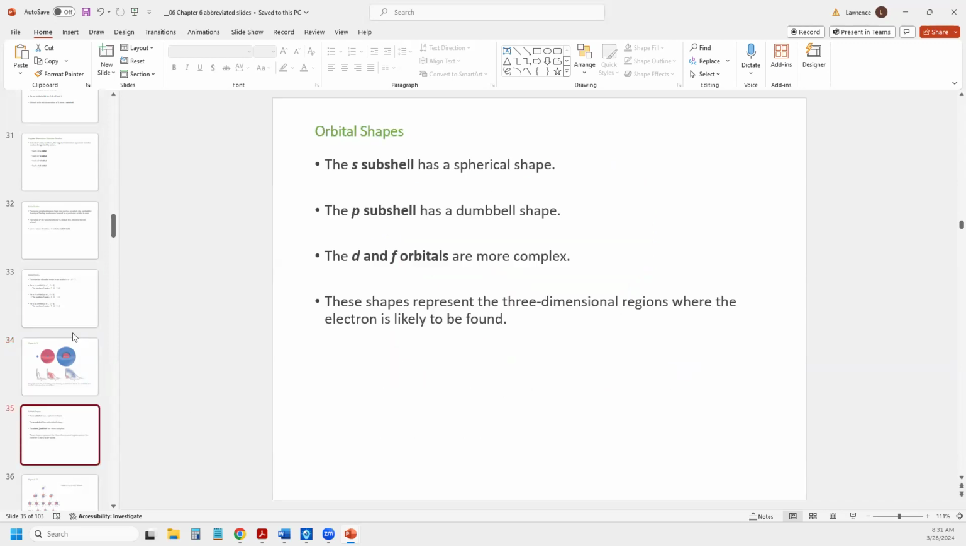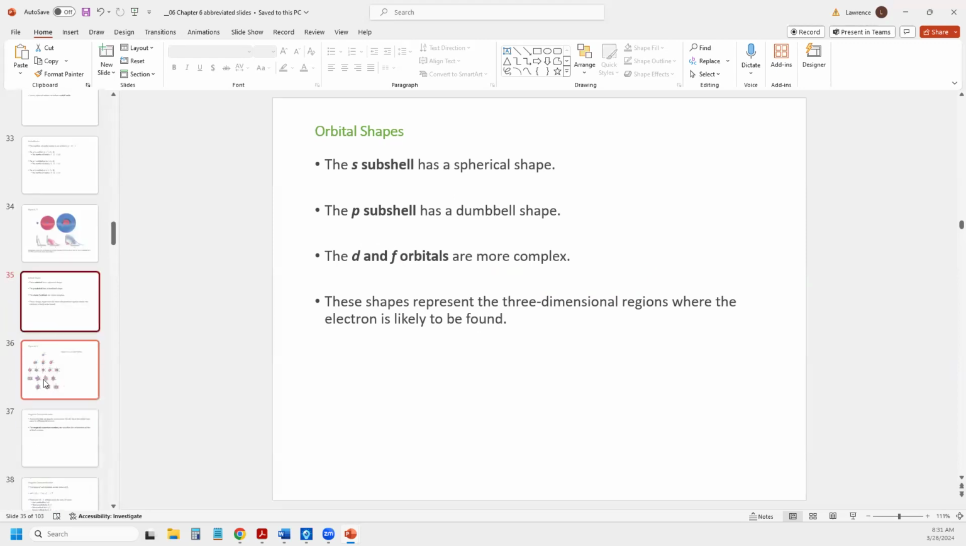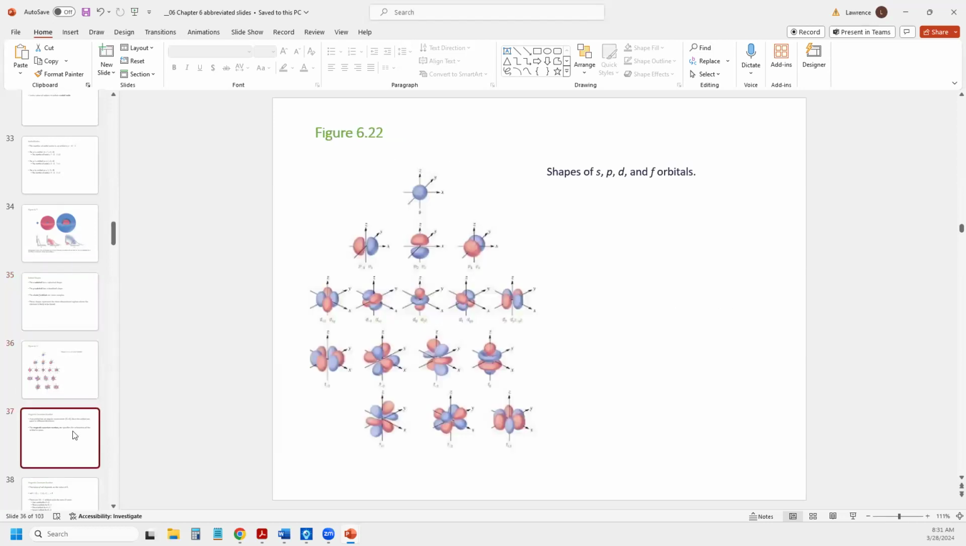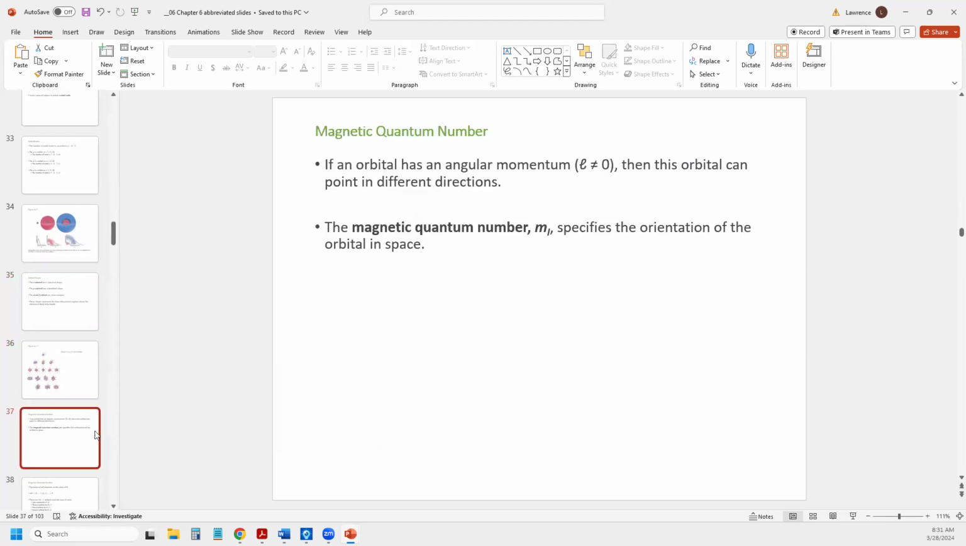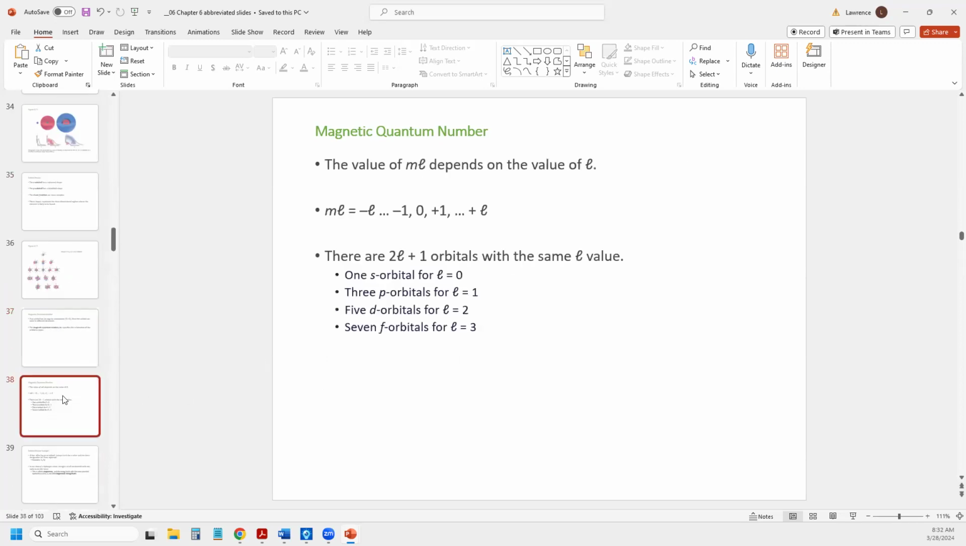Okay. So the p subshell has a dumbbell shape. d and f are more complex. Three-dimensional regions where the electron is likely to be found. And we'll move a little faster. The magnetic quantum number specifies the orientation of the orbital in space. And if we wanted to figure out what values are allowed, we know that we can go down to negative l, through 0, up to positive l.